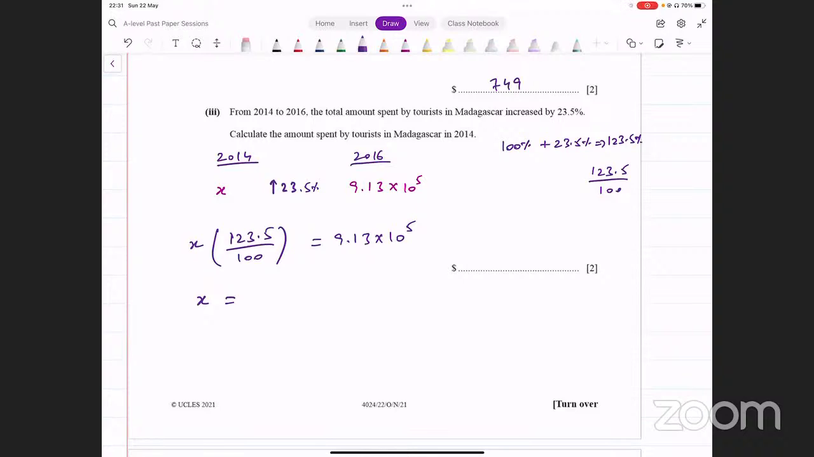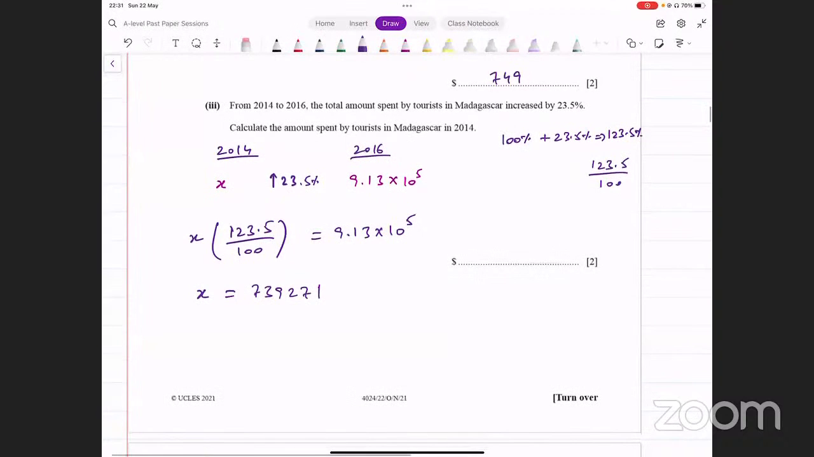9.13 into 10 raised to power 5 into 100 divided by 123.5, and that gives me 739,271 point something, but we don't need that. This is your final result. ठीक है, इसको आप ऐसे लिख सकते हैं if you want, or you can round it off to 3 significant figures, and that's going to be 739,000.